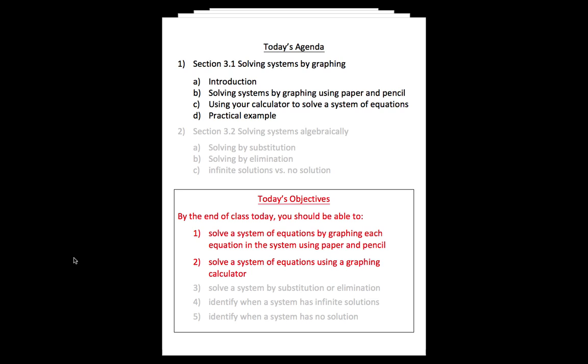The second objective for this first video is for you to be able to solve a system of equations using your graphing calculator. So I'll show you how you can use the same sorts of methods to find the solution set of a system. However, you will not need to use your paper and pencil to draw the graph. We'll use the graphing calculator to make that process a little more efficient for us.